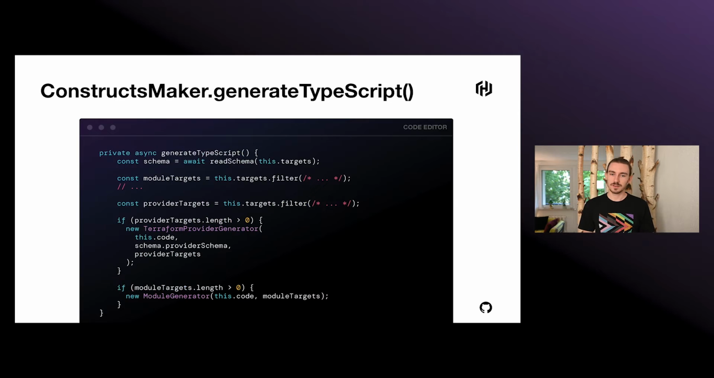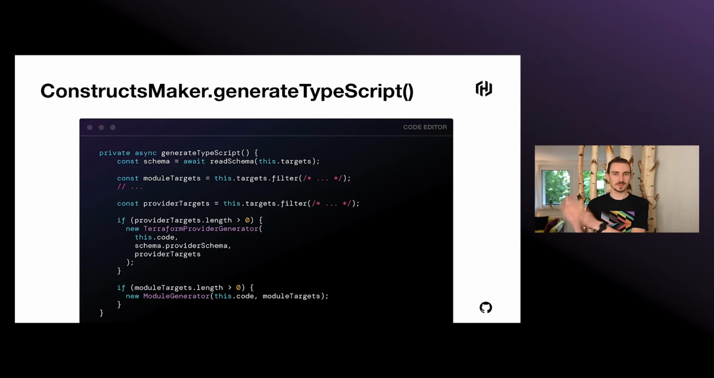So back to the generate TypeScript one. We are now done with readSchema. We've got information in this schema variable about the providers and the modules. And now we're going to do some data mangling. So I kind of commented that out. And then we check whether we have providers and or modules and instantiate Terraform Provider generator and or a new module generator. So these two classes will create the TypeScript code. They will just write a file to disk and have like add some method and everything to it.